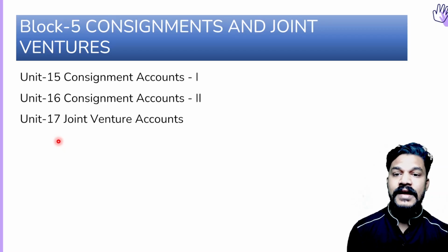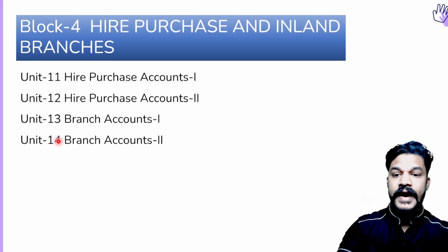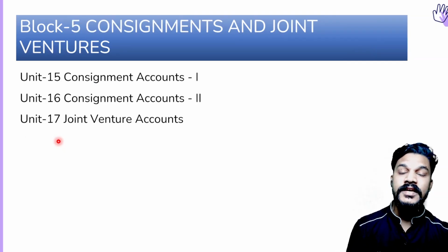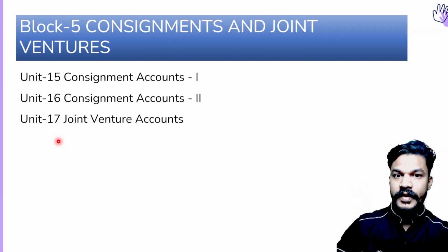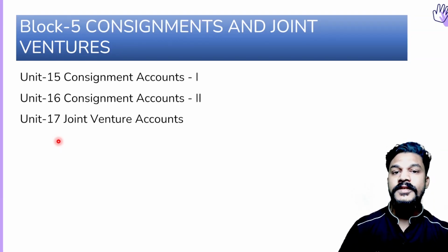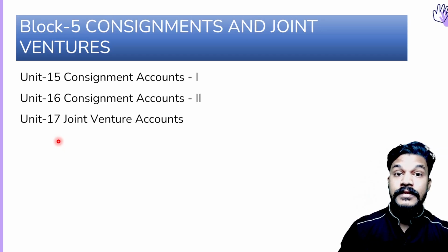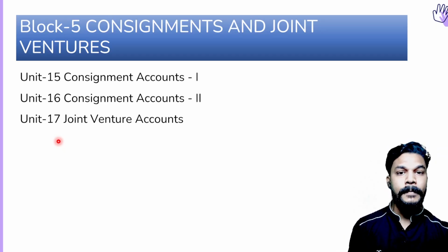So these are the special accounts followed. What are the special accounts? Hire purchase, branch accounts, consignment, and joint ventures. So we'll be learning how to prepare their financial statements and how their accounting process works.